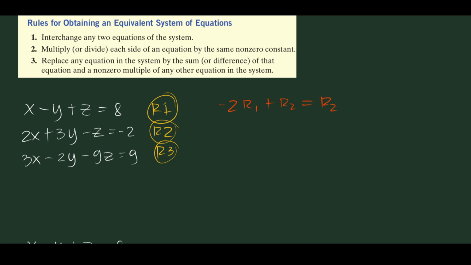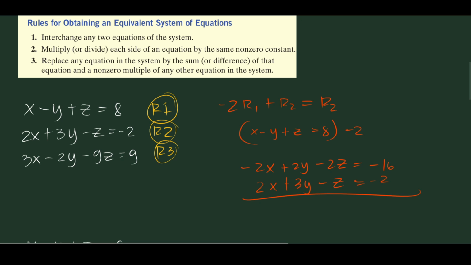So negative 2R1. Let's multiply x minus y plus z is equal to 8 by negative 2. What is the result of that? Negative 2x, positive 2y, minus 2z is equal to negative 16. This is now our modified R1. We are going to add that to our R2. So let's put our R2 here: 2x plus 3y minus z is equal to negative 2. Let's add these two.